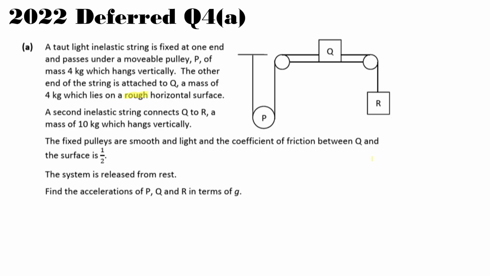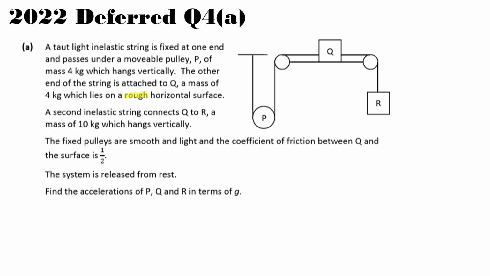A second inelastic string connects Q to R, a mass of 10 kg, which hangs vertically. The fixed pulleys are smooth and light, and the coefficient of friction between Q and the surface is a half. The system is released from rest. Find the acceleration of P, Q, and R in terms of g.